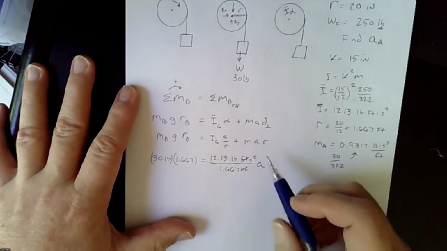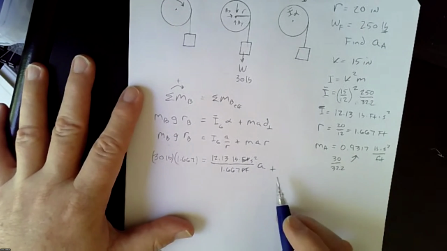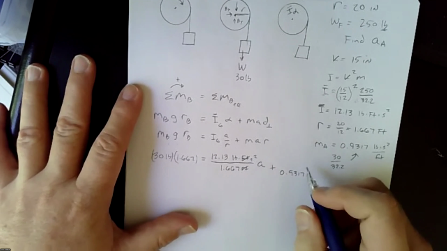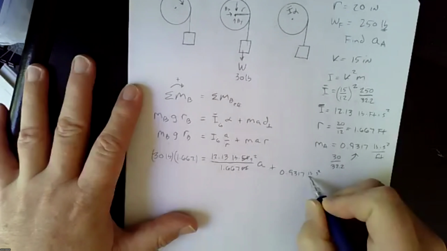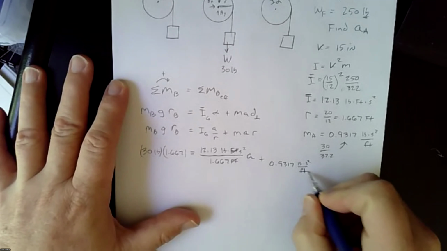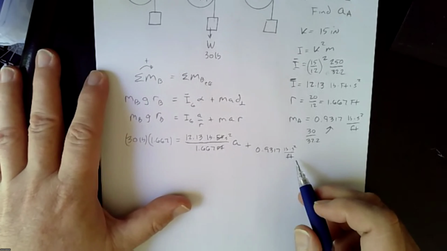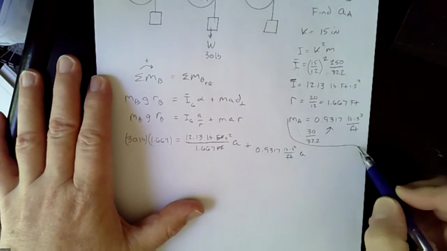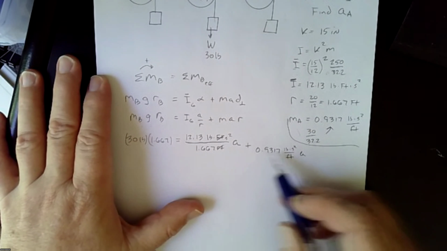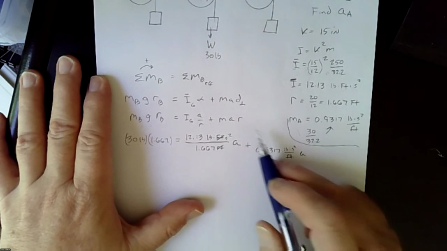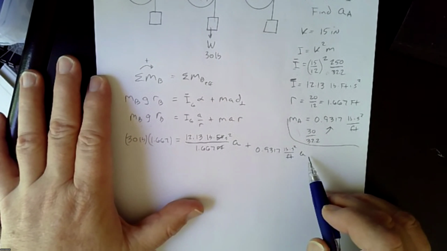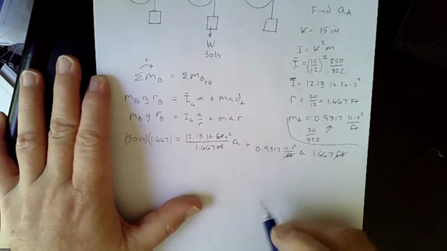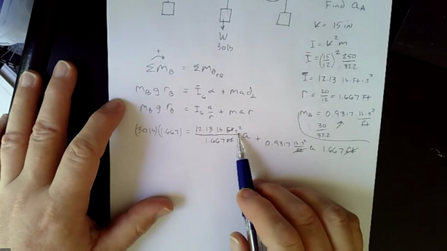And then that's going to be plus what? My mass, 0.9317, and that's pound second squared per foot. I'm just putting the units in here to show you how they work every so often. And then we have times A. Sorry, it's getting a little messy. So it's 0.9317, that's my mass, times A, which I don't know, and then times R again, which is 1.667, and that's feet. So again, feet cancel. So my units are consistently pound over second squared.